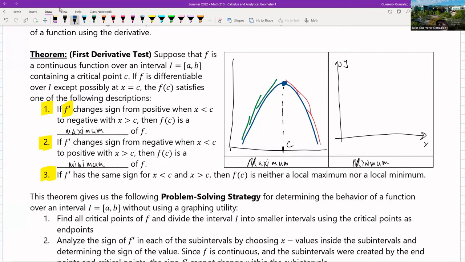If you have a minimum, then the graph does this, right? It dips and then goes back up. We know that this point right here is our minimum. That point right there is our critical value, C, right?